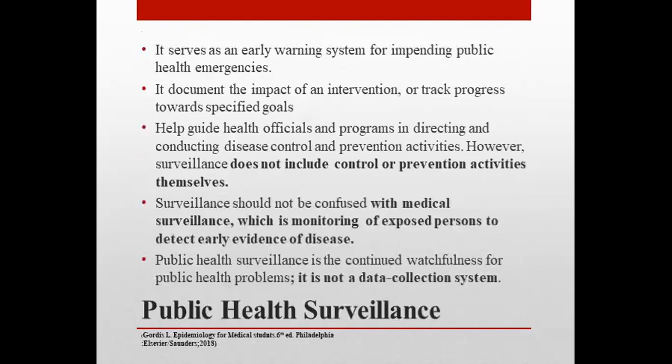Public health surveillance serves as an early warning system for impending public health emergencies. It also documents the impact of interventions or tracks progress towards specified goals. It helps guide health officials and programs in directing and conducting disease control and prevention activities.